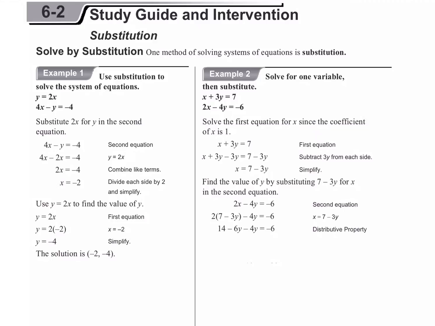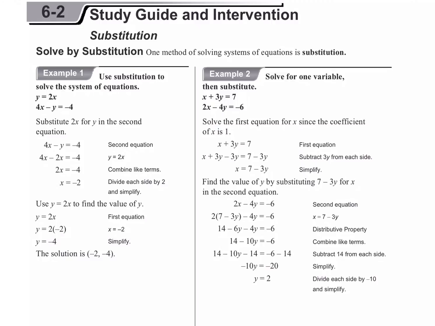Our next step then is to distribute the 2. So 2 times 7 is 14, and 2 times negative 3y is negative 6y. From here, we're going to solve for y. So we combine like terms. Negative 6y minus 4y is negative 10y. And then we're going to subtract 14 from each side to further isolate the variable. And we have negative 10y equals negative 20. And then divide each side by negative 10 and simplify. So we get y equals 2.